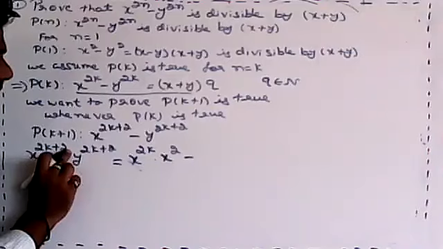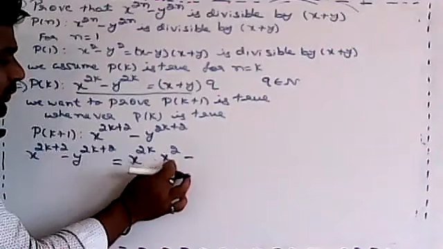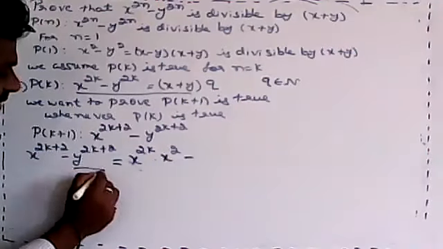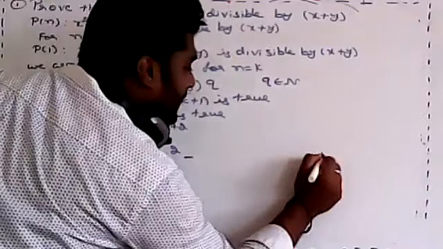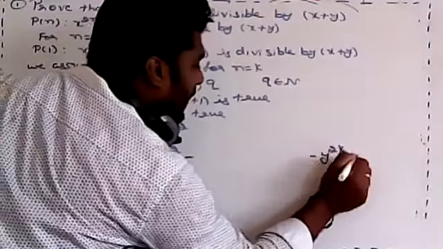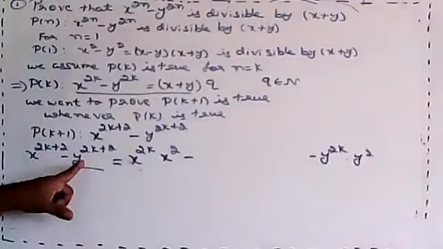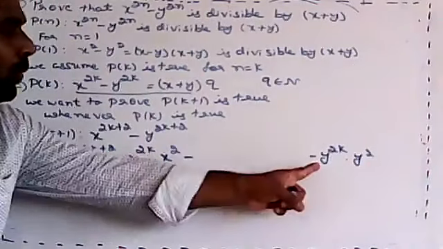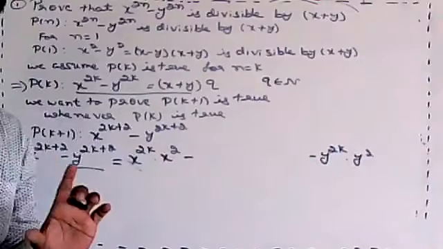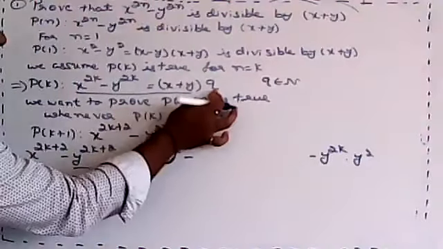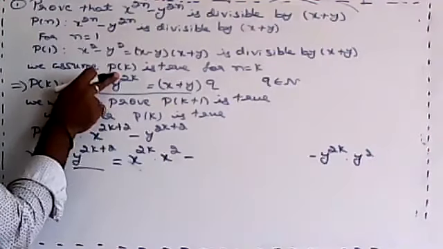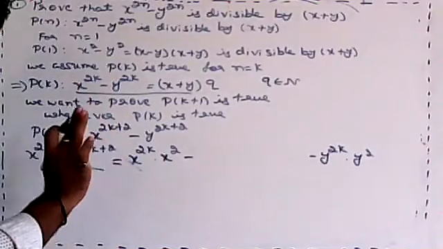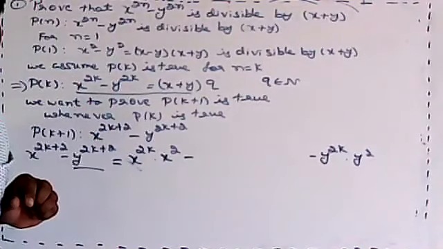See the term here. x to the power of 2k plus 2 is x to the power of 2k into x square. Okay, leave this term; later I'll write that one. This one I'll write here, minus y to the power of 2k into y square. Okay, I'm writing that one. y to the power of 2k plus 2 is y to the power of 2k into y square. Correct or not? Now check. I'll get this x plus y into q when it is in the form of x to the power of 2k minus y to the power of 2k. Correct or not?